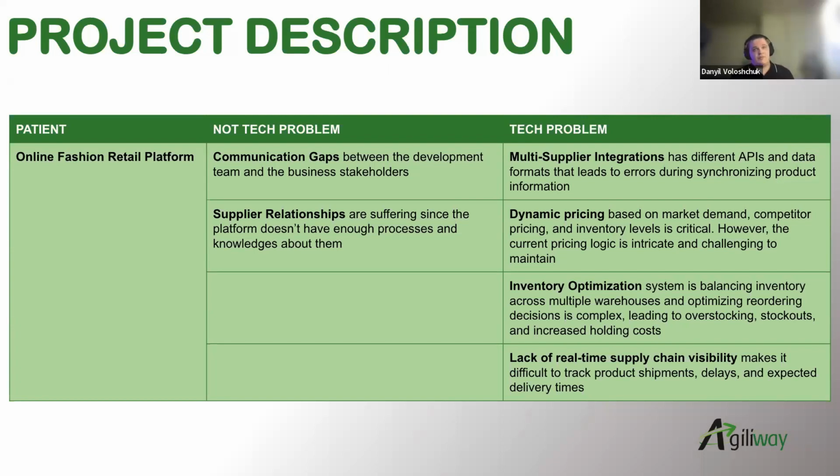There are communication gaps, supplier relationships are suffering, multi-supplier integrations have different APIs, which produces bad code for the company. Dynamic prices are very complex and are working in an incorrect way, as well as inventory and optimization. And the last problem is lack of real-time supply chain visibility. So yeah, sad problems.